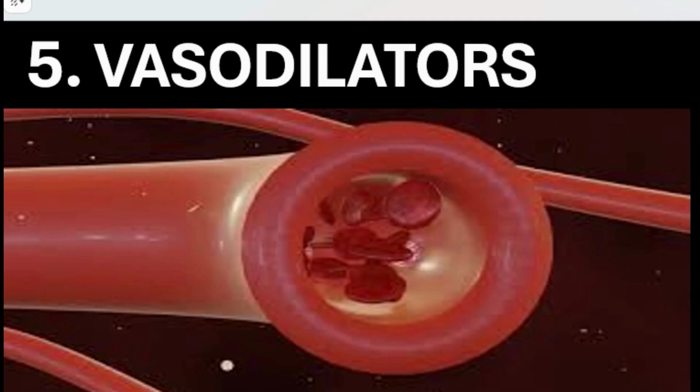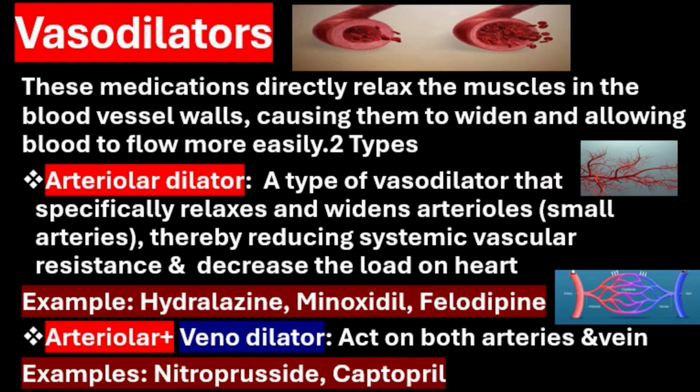The final category of antihypertensive medicines is vasodilators. Vasodilator medications directly relax the muscles in the blood vessel walls, causing them to widen and allowing blood to flow more easily. These are 2 types: arteriolar dilators, a type of vasodilator that specifically relaxes and widens arterioles or small arteries, thereby reducing systemic vascular resistance and decreasing the load on the heart. Examples are hydralazine, minoxidil, felodipine, etc.